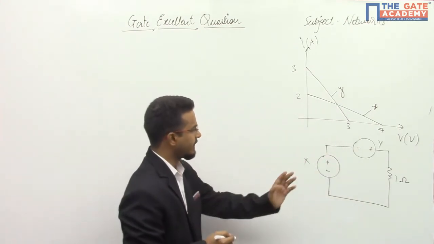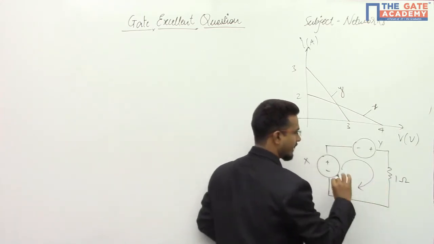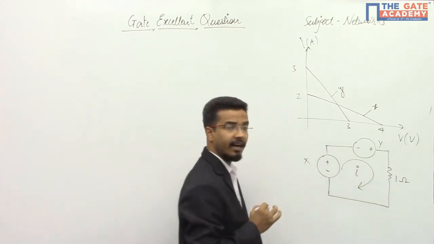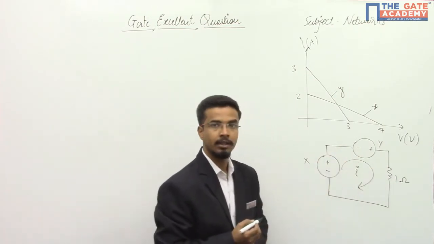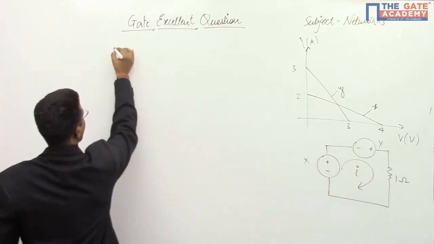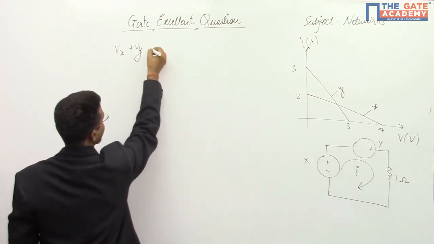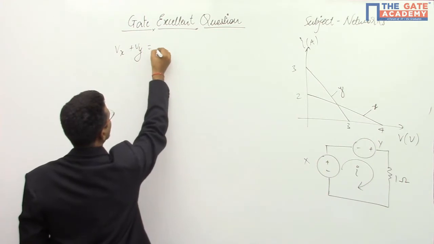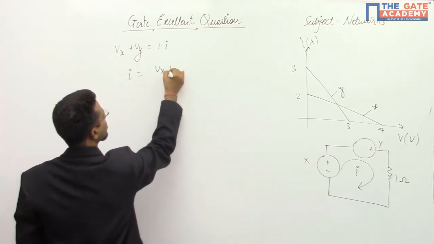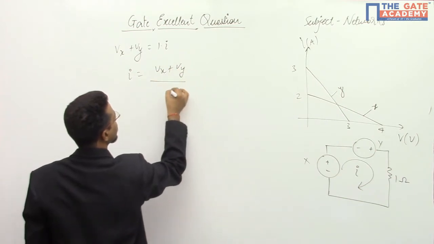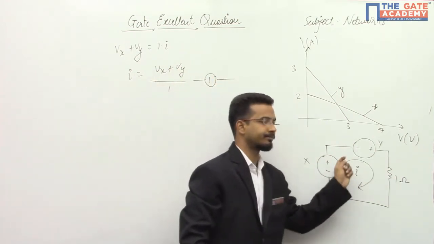So we can see from here one equation. If I assume the current is I, what will be the current in this branch? I am saying that Vx plus Vy is equal to 1 into I, so the I value will be Vx plus Vy divided by 1. This is equation number 1, which I get from the figure.